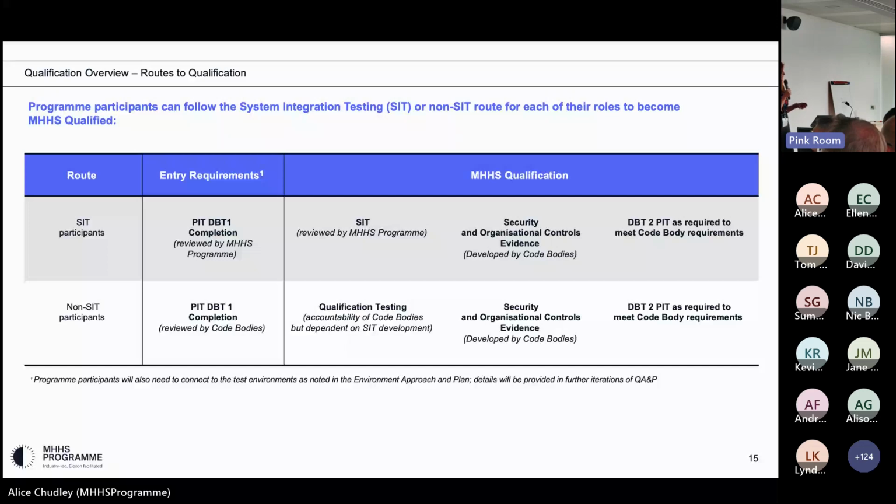They're going to be done in slightly different ways and at different times. The SIT is going to be substantially earlier than the qualification testing. On top of that, we do have some additional requirements to make sure everybody's geared up and ready for MHHS. So that's going to be operational controls, security controls, those kind of requirements as well. But those are going to be in place for both the SIT participants and the non-SIT participants. So hopefully that makes sense.